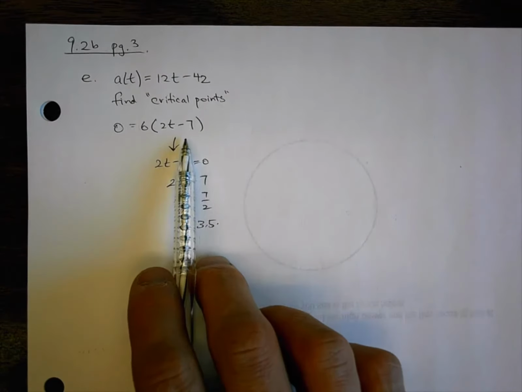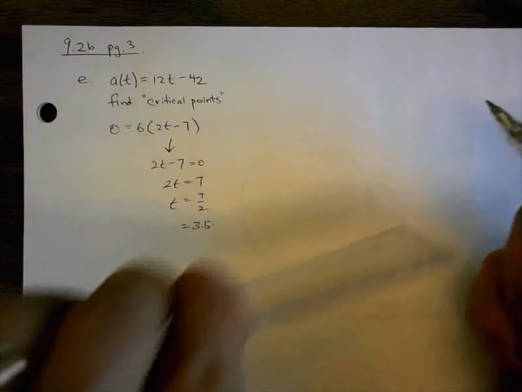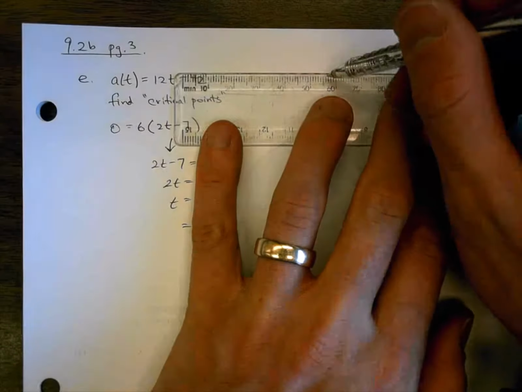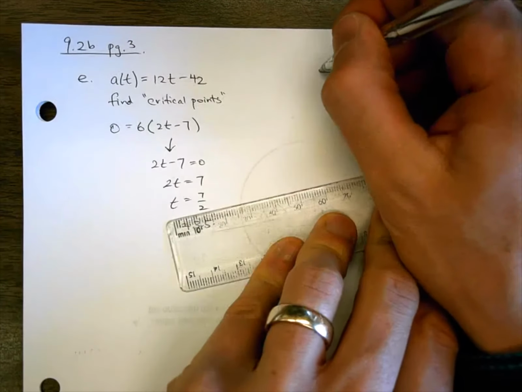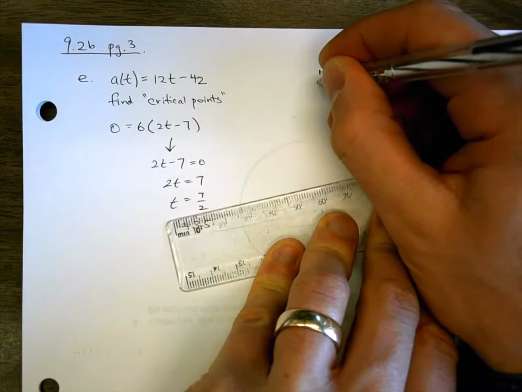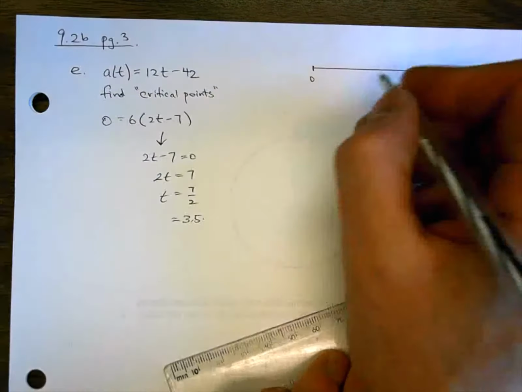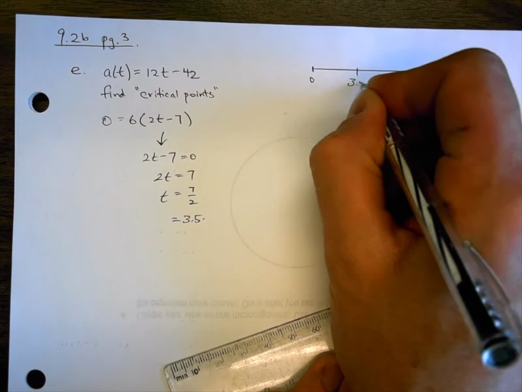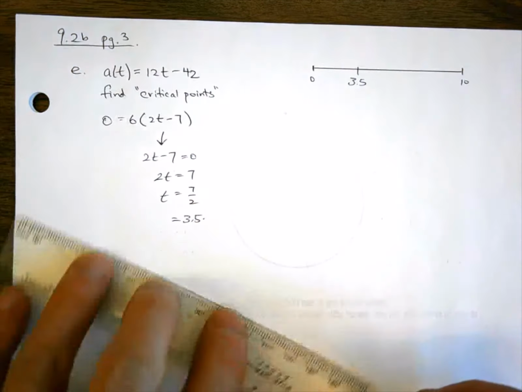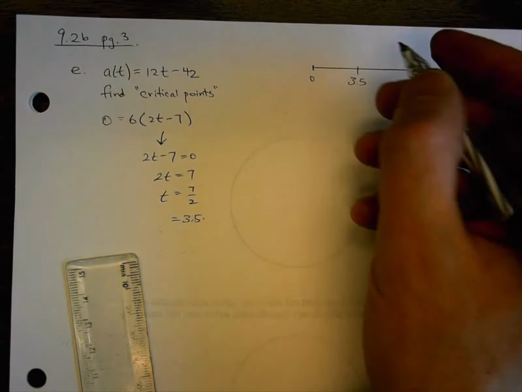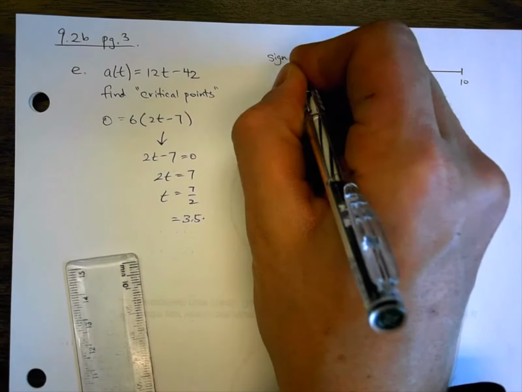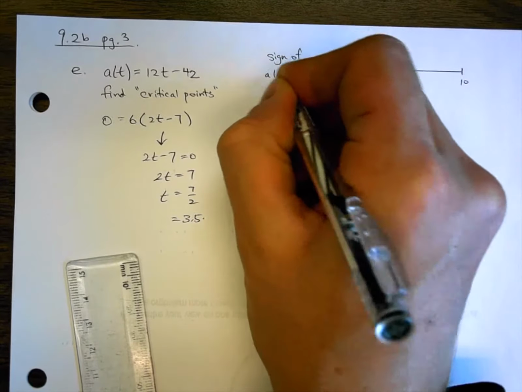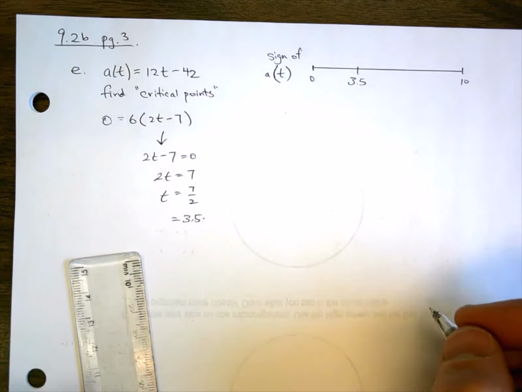There's only one factor, so there's only one critical point. Now I can divide up my number line much like I did last time. So I have 0, 10, and 3.5 is the critical point, or the possible point of inflection. And this is the sign diagram for A of t.